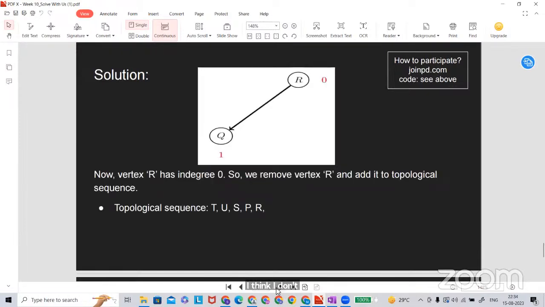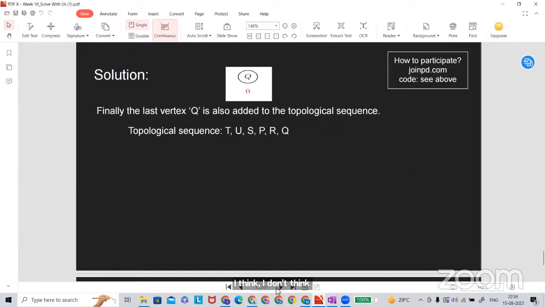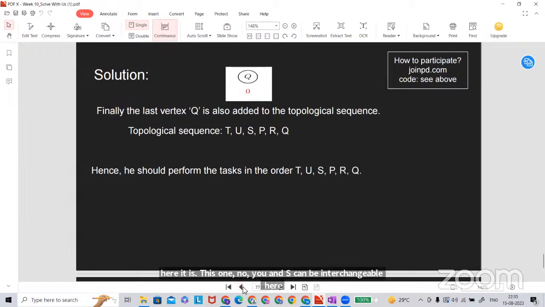Yeah. Thank you. Sir? Yes. After T, U and S are interchangeable, no? We can go for S first, any one of them. After T, whichever has 0 in-degree, we can go with either. So here U and S can be interchangeable because both in the starting you can have DAG.